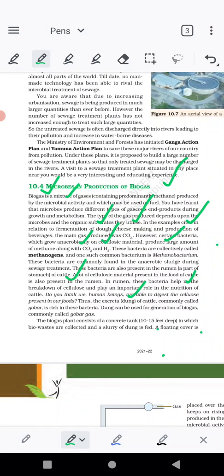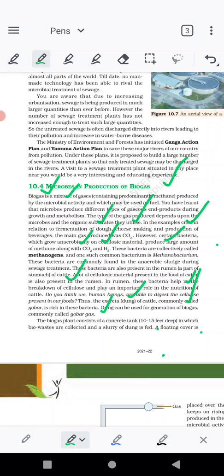Now the excreta of the cattle, commonly called gobar, is rich in these methanogens, and the dung can be used for generation of biogas. We commonly call it gobar gas. So the excreta of the cattle has a good amount of methanogens, and these methanogens can be used for the production of biogas.